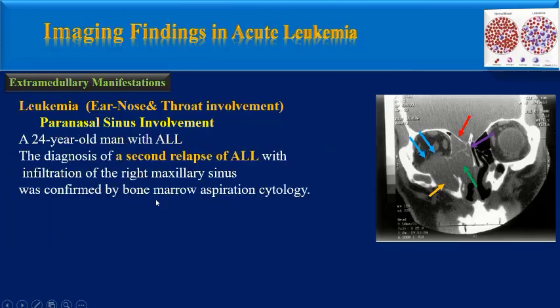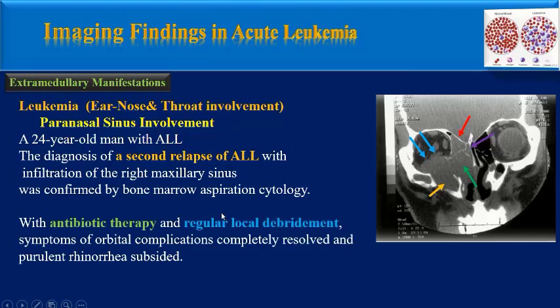The diagnosis of a second relapse of ALL with infiltration of the right maxillary sinus was confirmed by bone marrow aspiration cytology. With antibiotic therapy and regular local debridement, symptoms of orbital complication completely resolved and purulent rhinorrhea subsided.